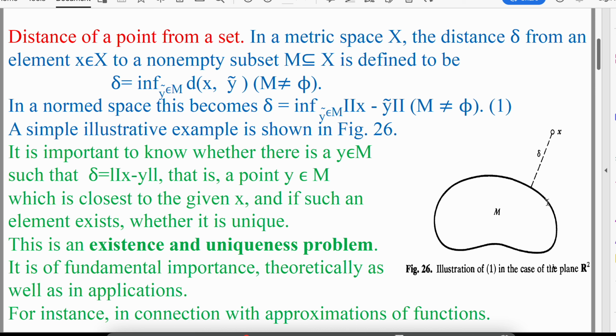So we know that the distance of a point from a set is the infimum of norm x minus y bar, where y bar belongs to M. And here in this lecture we are concerned with finding a point y on the set M such that y is closest to the given point x. Means we are concerned with finding y such that delta is equal to norm x minus y.